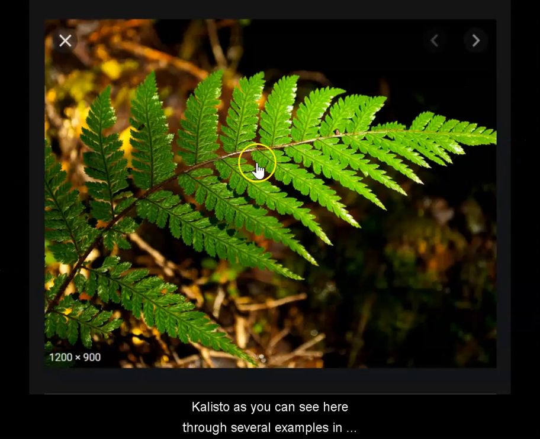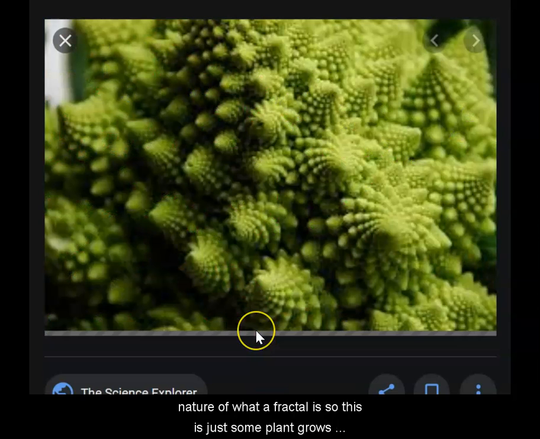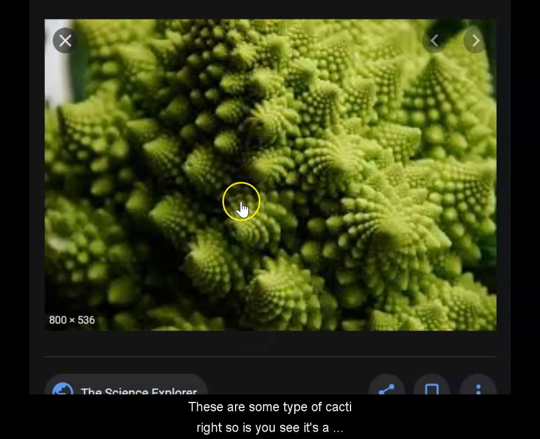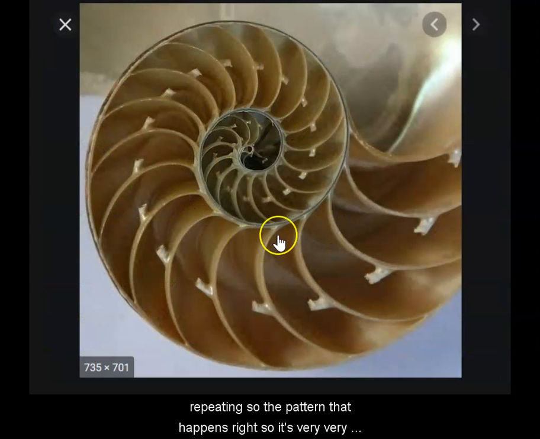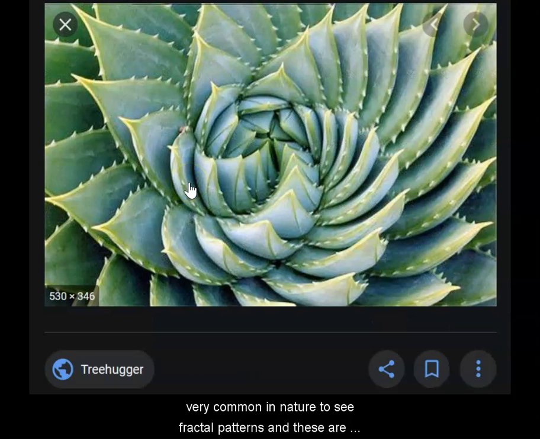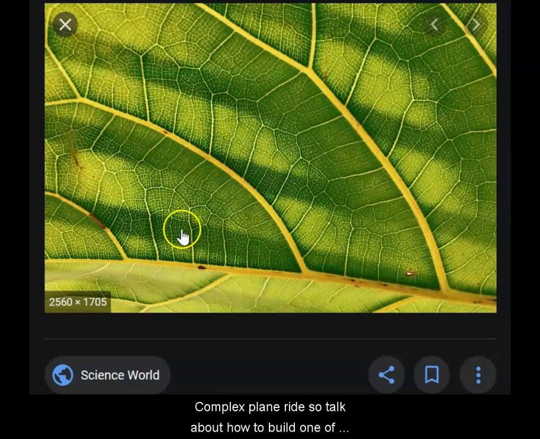So as you can see here, there's several examples in nature of what a fractal is. This is just from plant growth, right? These are some sort of cacti, right? As you see, it's a repeating pattern that happens. It's very common in nature to see fractal patterns, and these are represented by the complex plane, right?